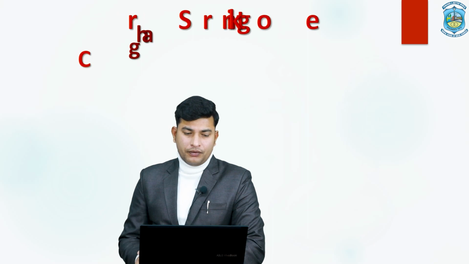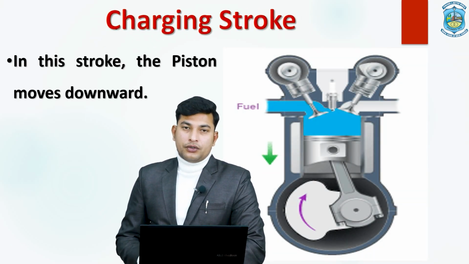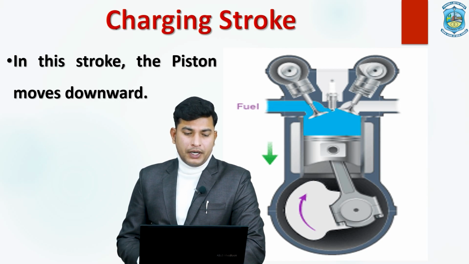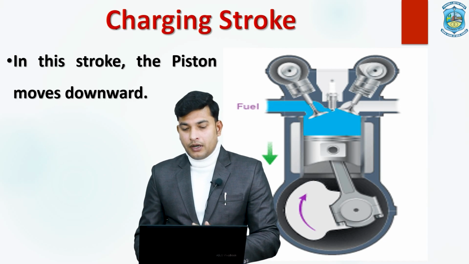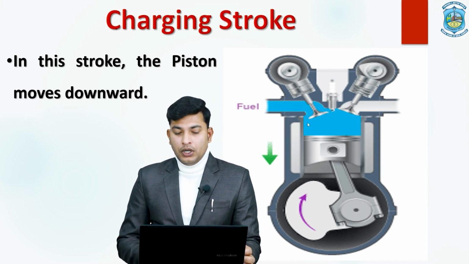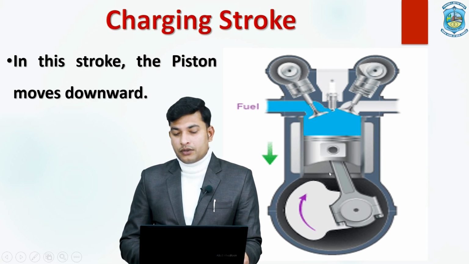So let me start with the first stroke, which is the charging stroke. In this particular stroke, the piston moves downwards. It is a constant image, not a GIF. You can see via this green arrow that the piston is going downward, so we can have this particular region as empty.